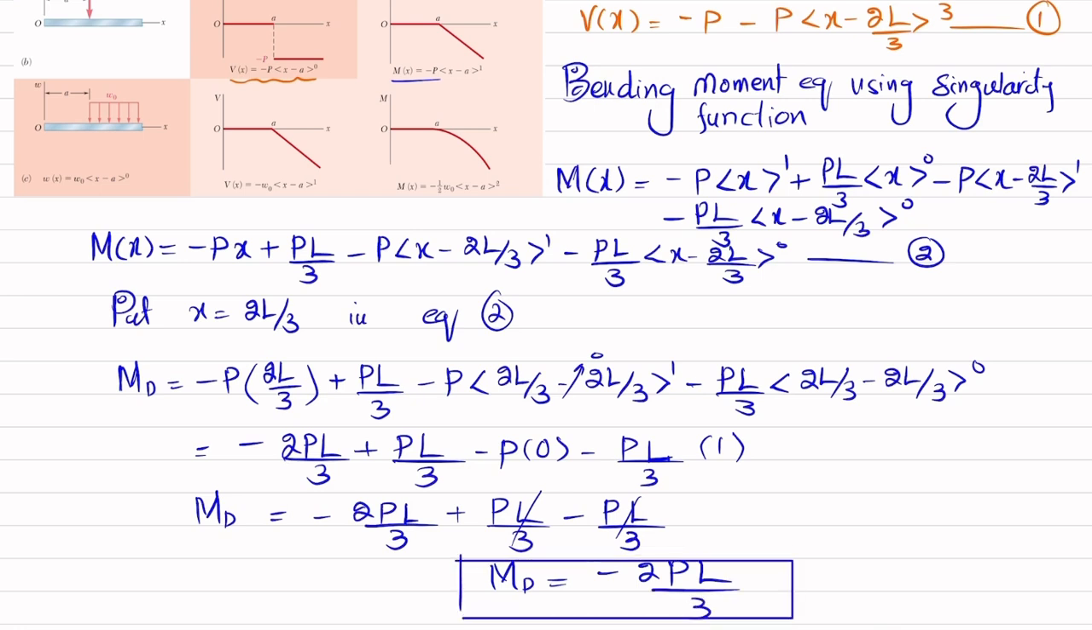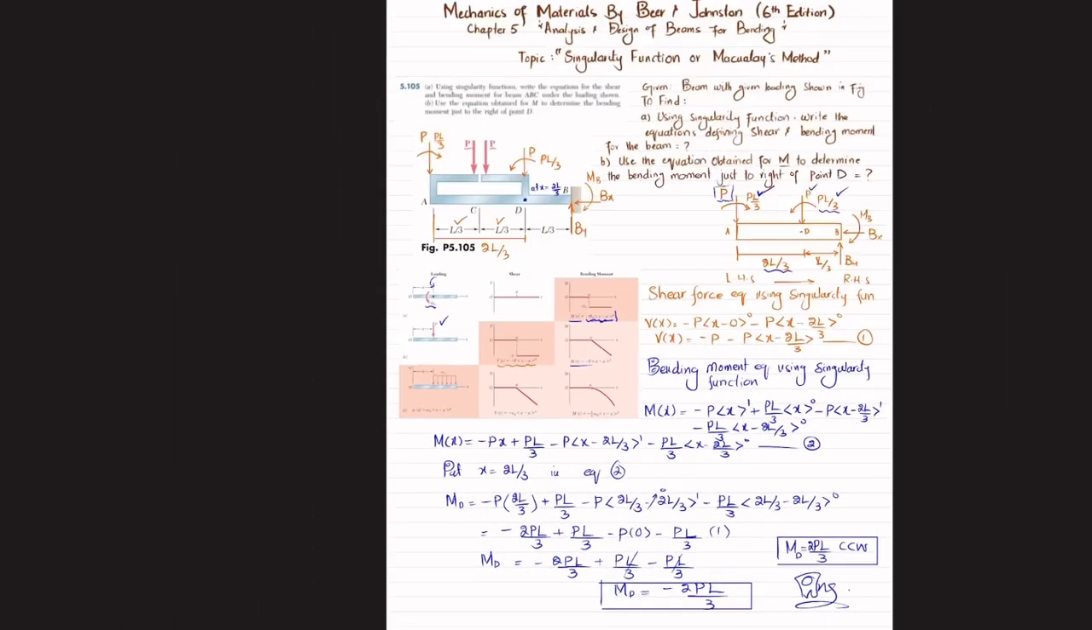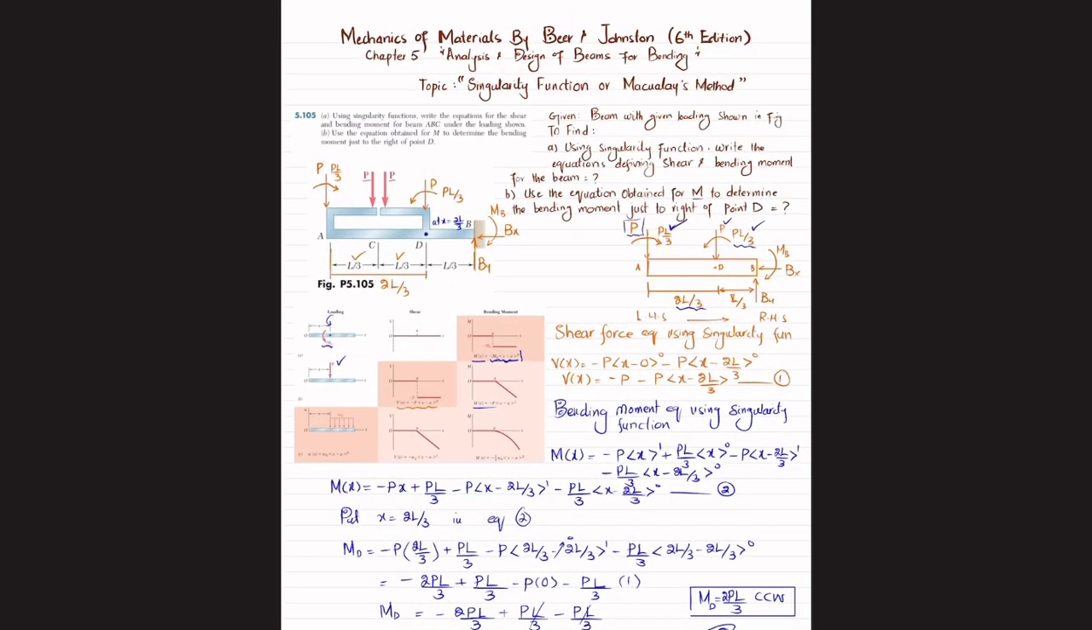Or you can say this moment is equal to, if you want to remove the minus, 2PL divided by 3, and that will be a counterclockwise moment at point D. And this is the answer of this question. And that was all about this problem 5.105.